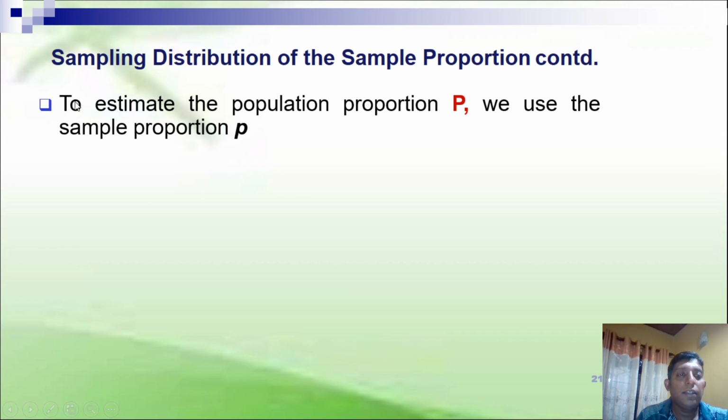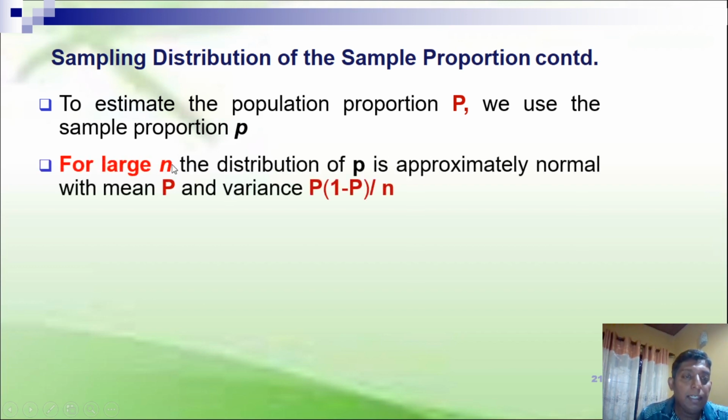Here it states that to estimate the population proportion, the capital P, given here in red color, we use the sample proportion, simple p. Capital P represents the population proportion. To represent the sample proportion, we use simple p. When the sample size is large, for large n, the distribution of p. Here again we describe the sampling distribution of the sample proportion.